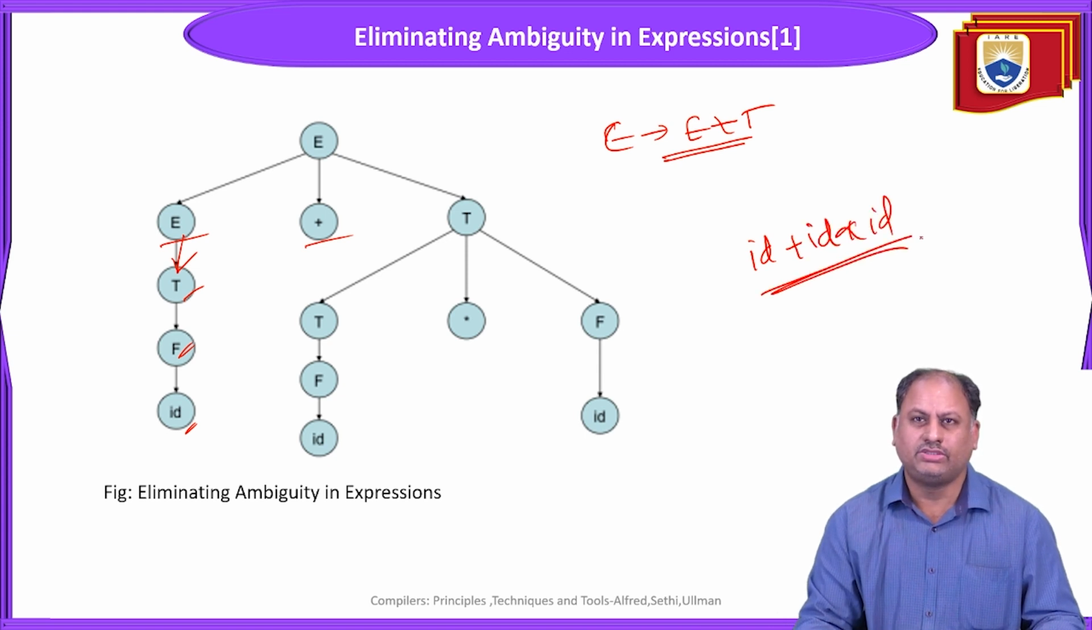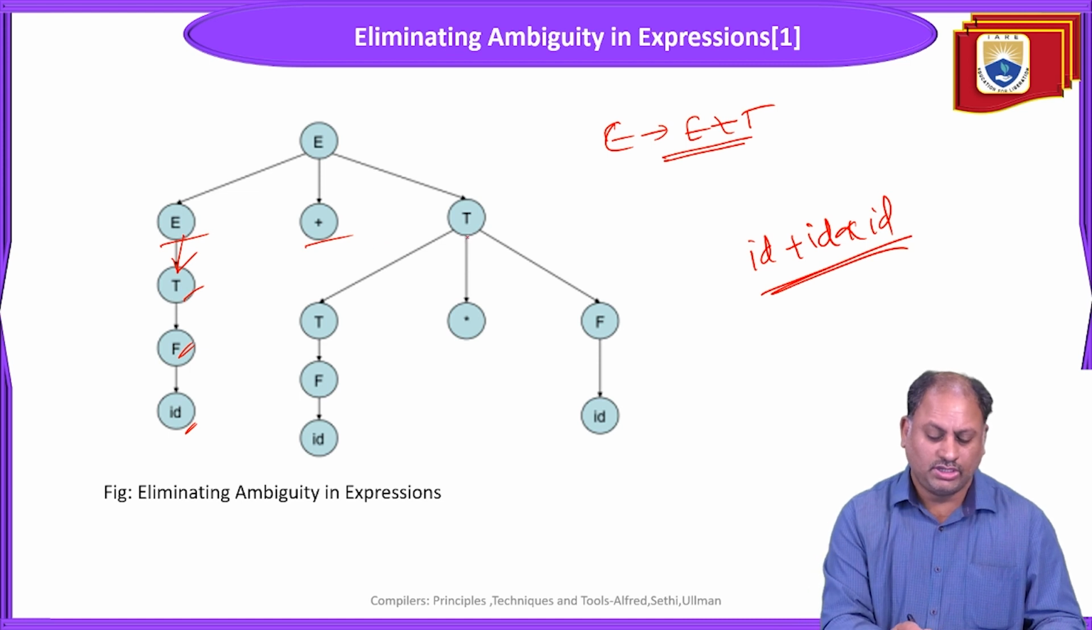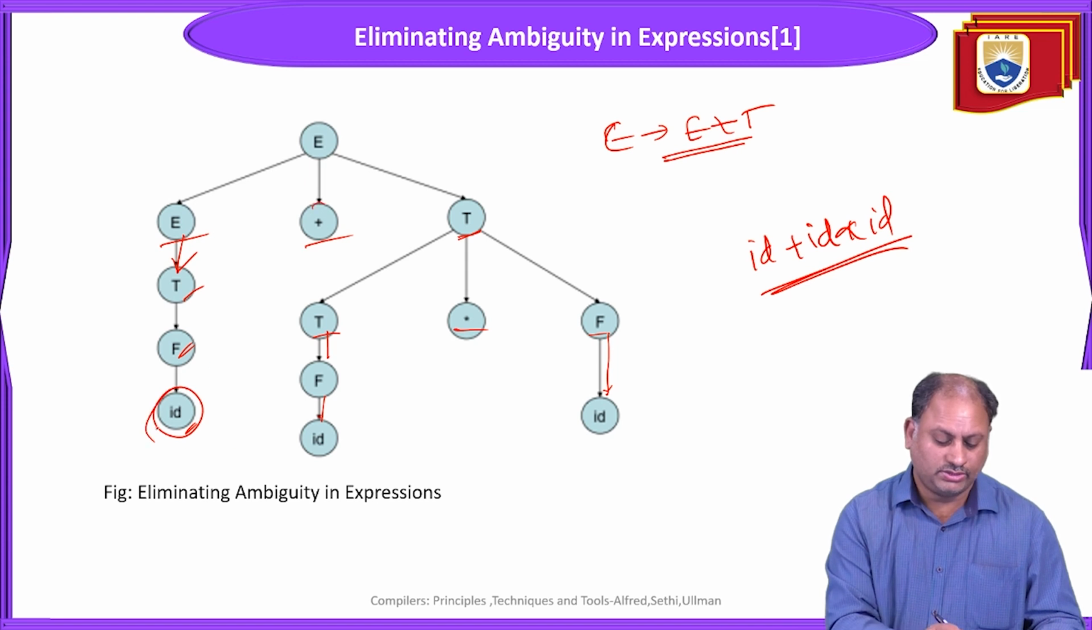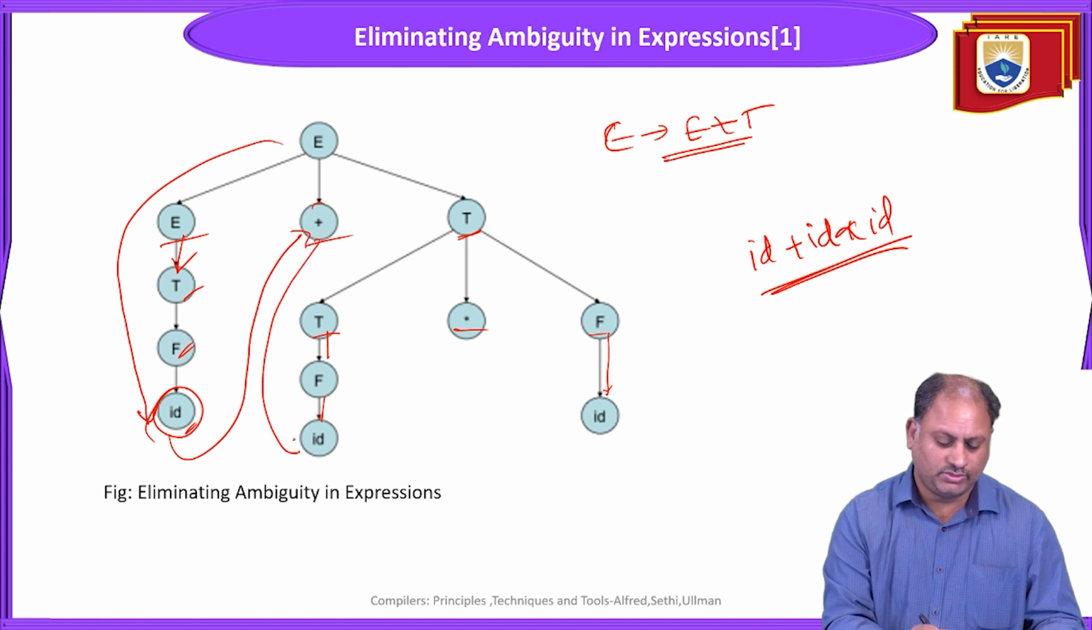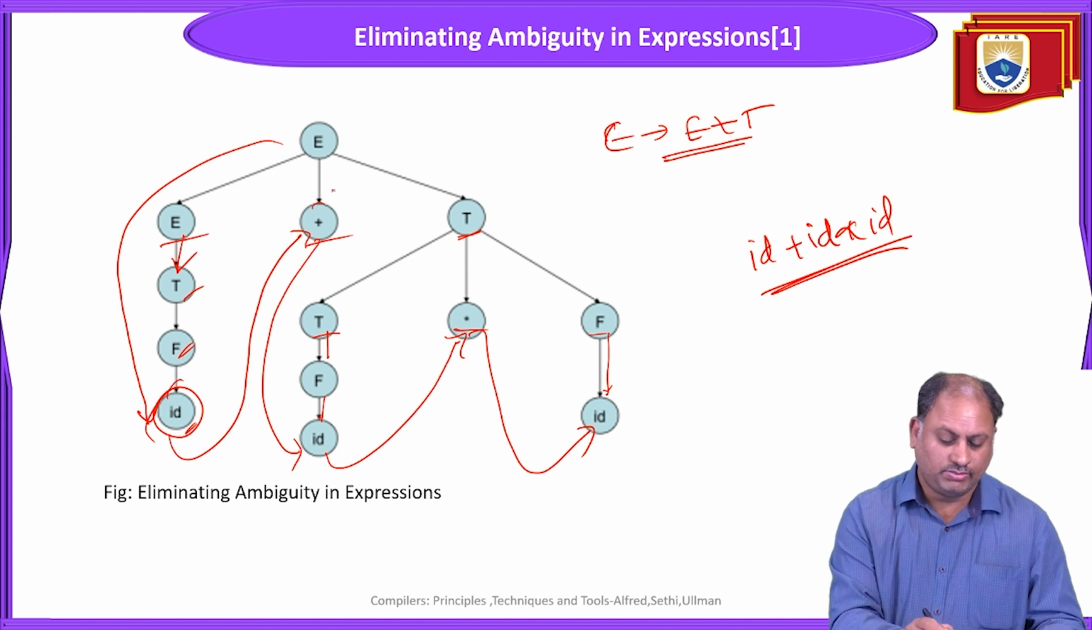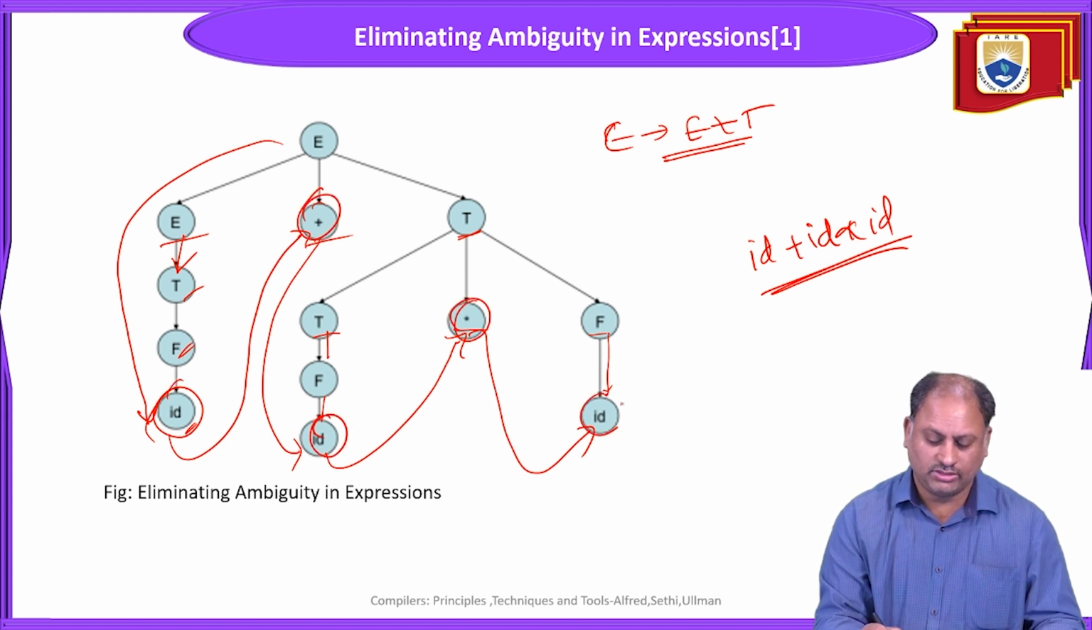So in order to derive the string, we have eliminated the ambiguity with the help of the given derivations. We applied different rules with the help of this parse tree construction. Here T derives T star F, T derives F, F derives ID, F derives ID. So what do we get? ID plus, and then leaf node ID, and then star, and then ID. So ID plus ID star ID.